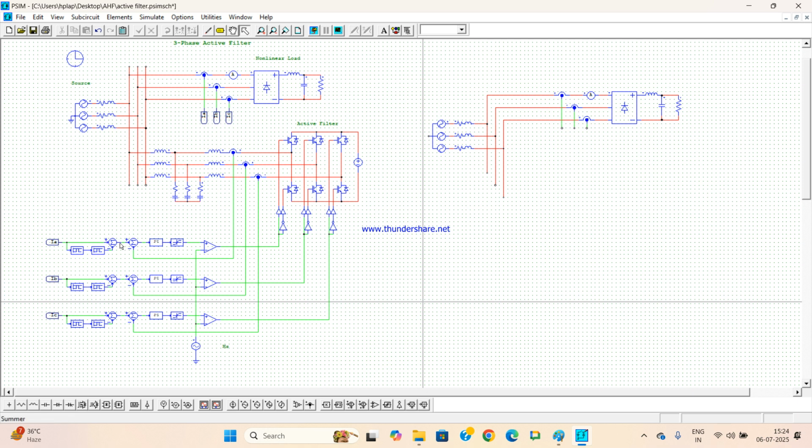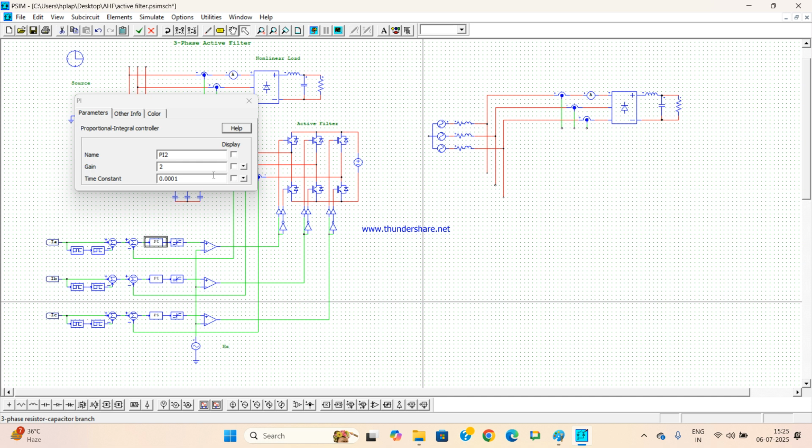That means this kind of harmonic filter, whatever the distorted area there, the necessary current required to make it a complete sine wave, that is what it is injecting. Now you see, I am taking feedback from this inverter current, and that is compared with this signal, and then through a PI regulator. This is a PI regulator.